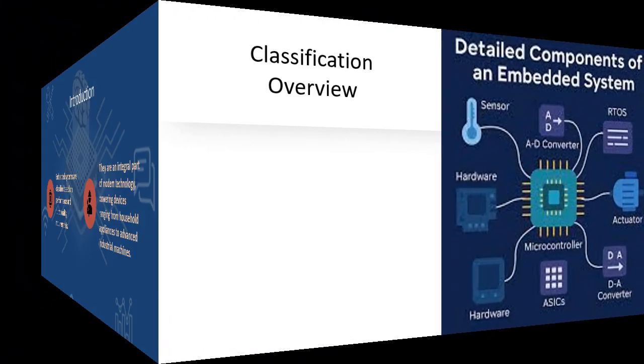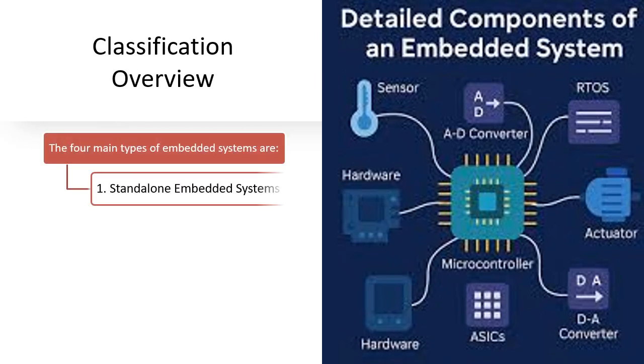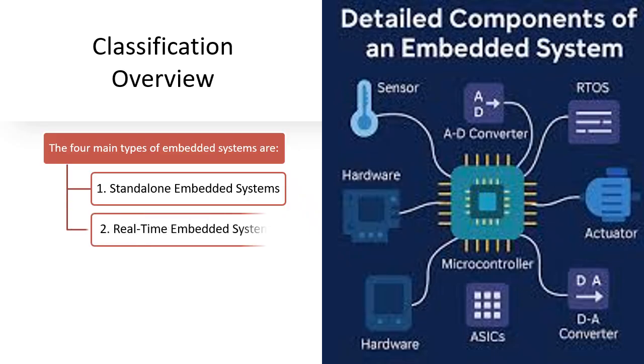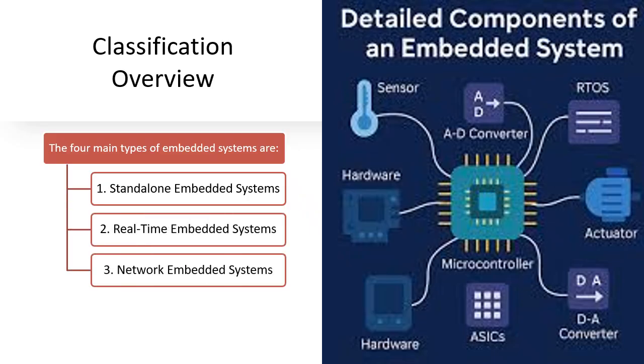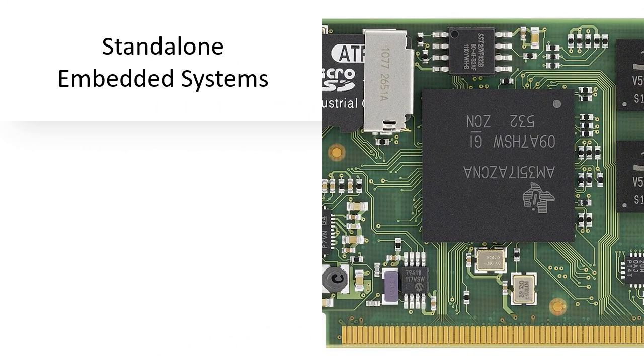Classification overview. The 4 main types of embedded systems are standalone systems, real-time systems, network systems, and mobile systems. Let's take a closer look at each.